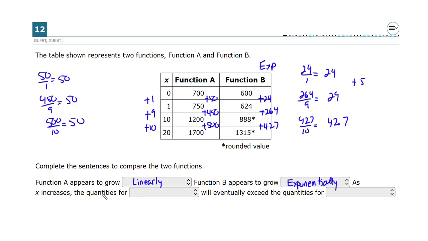As x increases, the quantities for blank will eventually exceed the quantities for blank. Now, remember, this is an exponential growth. The numbers are getting bigger. So this is going to go up like this, but function B is going to go up like this. So eventually, since function B is exponential, it will surpass function A. So the quantities for function B will eventually exceed the quantities for function A.